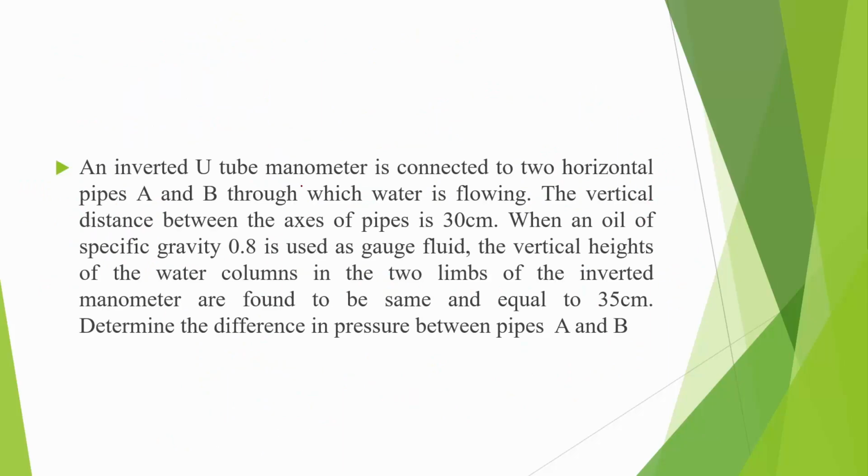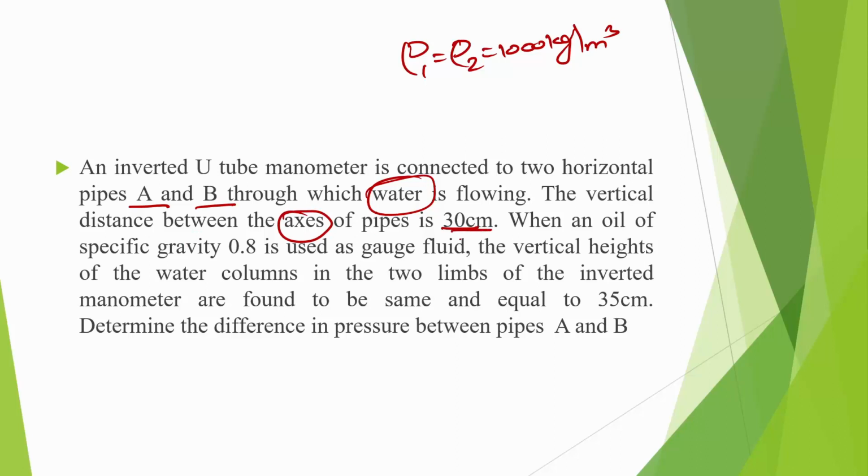Now we have an inverted U-tube manometer which is connected to two horizontal pipes A and B, through which water is flowing. So technically your rho 1 equal to rho 2 is equal to 1000 here, as water is flowing through both the pipes. The vertical distance between the axis of the pipe is 30 centimeter. In the previous question, the levels were same. Here, one pipe is 30 centimeter below the other. It need not be A or B, as it is a difference. So we could take either A or B at the top.